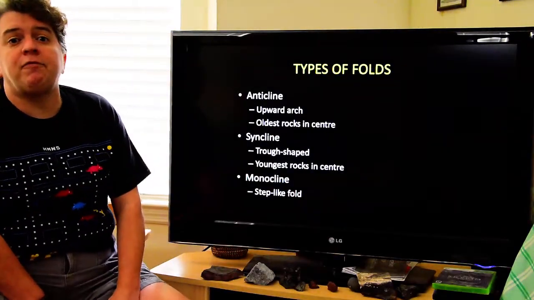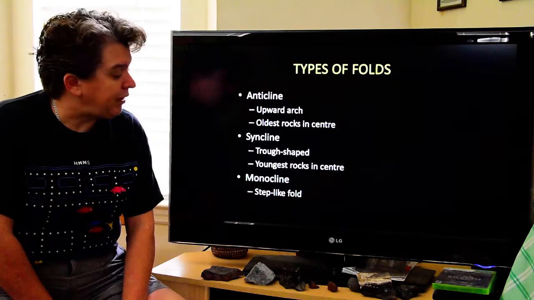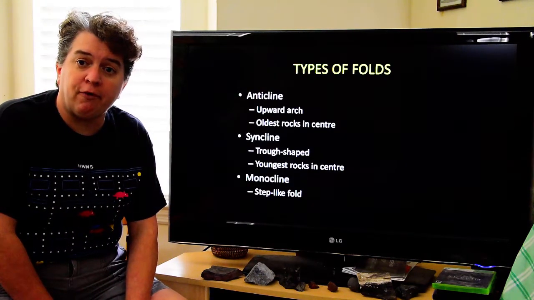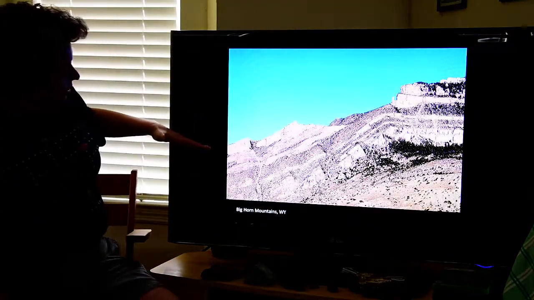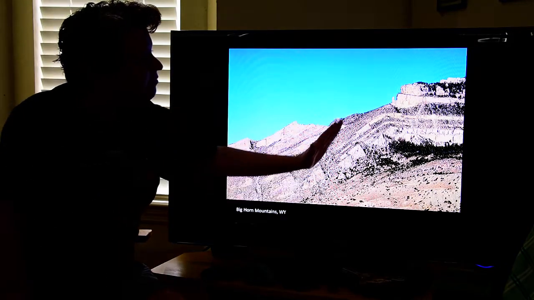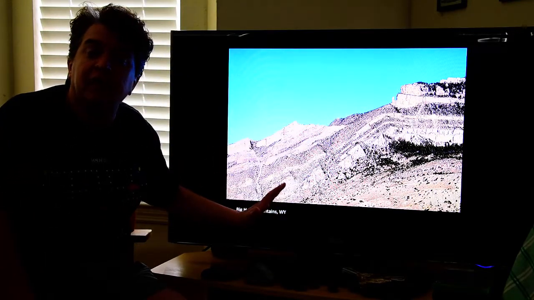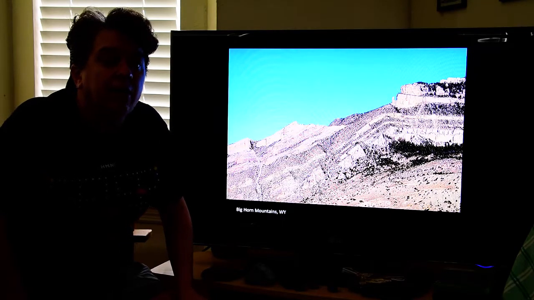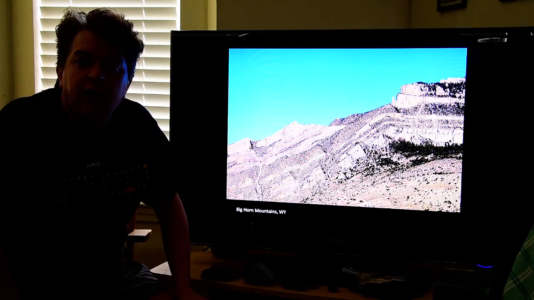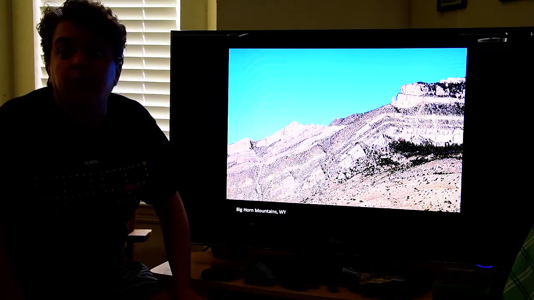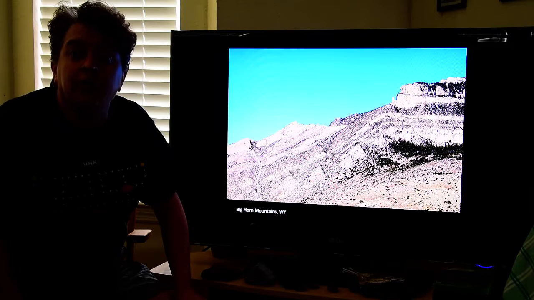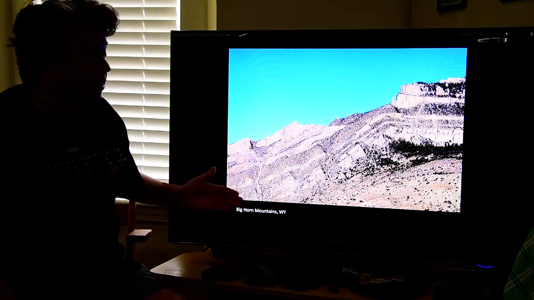Our last type of fold is called a monocline. A monocline is a step-like fold. Basically, you're going to have horizontal rocks here, and you're going to have horizontal rocks here, and then some very steeply tilted rocks in between. Monoclines are relatively common in parts of the western United States. If you drive west of Denver, if you drive around Green River, Utah, and a number of other places, Farmington, New Mexico, you're going to be seeing some of these monoclines like this.